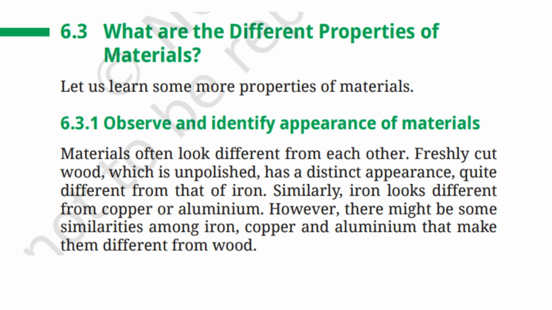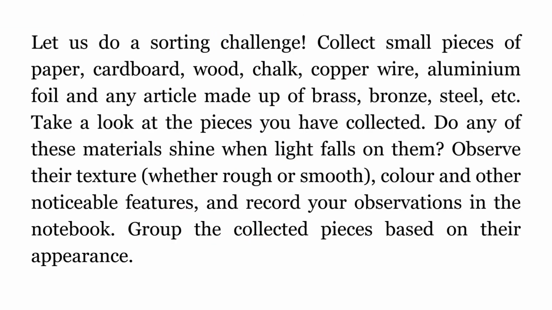What are the different properties of materials? Let us learn some more properties of materials. So, observe and identify appearance of materials. Materials often look different from each other. Freshly cut wood, which is unpolished, has a distinct appearance, quite different from that of iron. Similarly, iron looks different from copper or aluminium. However, there might be some similarities among iron, copper, and aluminium that make them different from wood.